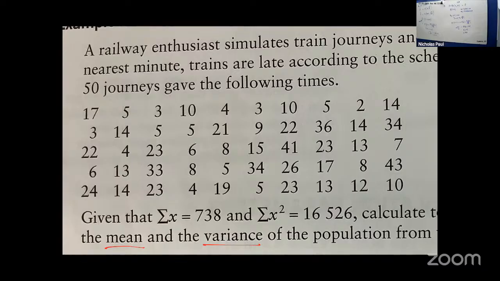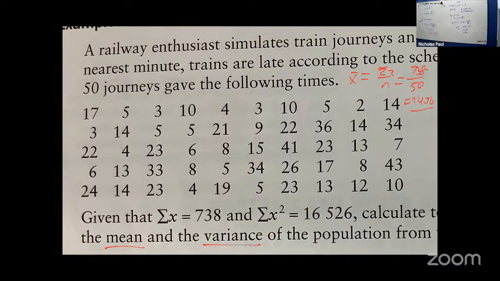Right, so I have X bar already. X bar is sum of X over N. So that's 738 over 50. How much did you get? 14.76. Everybody okay with that?